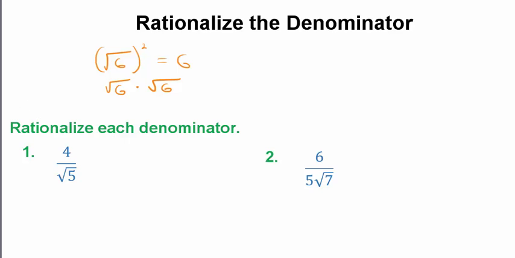So for problem number 1, I have a square root of 5 in my denominator. So I must multiply this by a square root of 5. However, since I don't want to change the fraction, I want to keep the equivalent fraction, I must also do that same operation to the numerator. So I'm going to multiply by the square root of 5 to my numerator. Now in my denominator, this becomes square root of 5 squared, which is 5. In my numerator, I have 4 times the square root of 5.